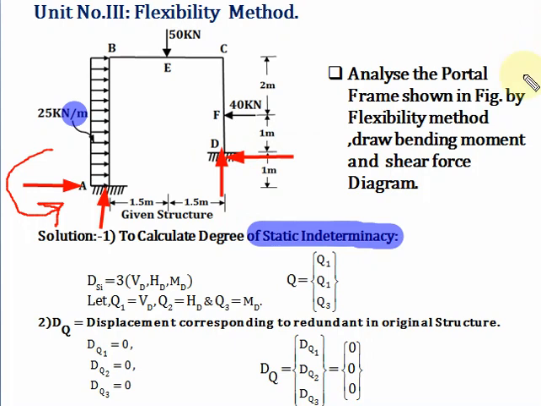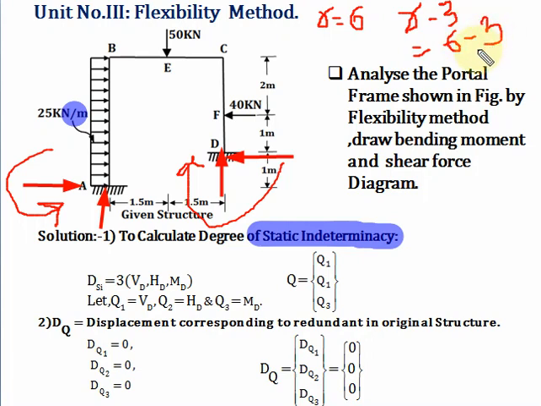And the third reaction will be the moment. So total reactions here will be 3 at support A and 3 at support D, so total reactions will be 6. Now we know the formula to find the degree of static indeterminacy. It is R minus 3. Here 3 equilibrium equations we are using, summation Fx, summation Fy, and moment. So 6 minus 3, the degree of static indeterminacy will be equal to 3.